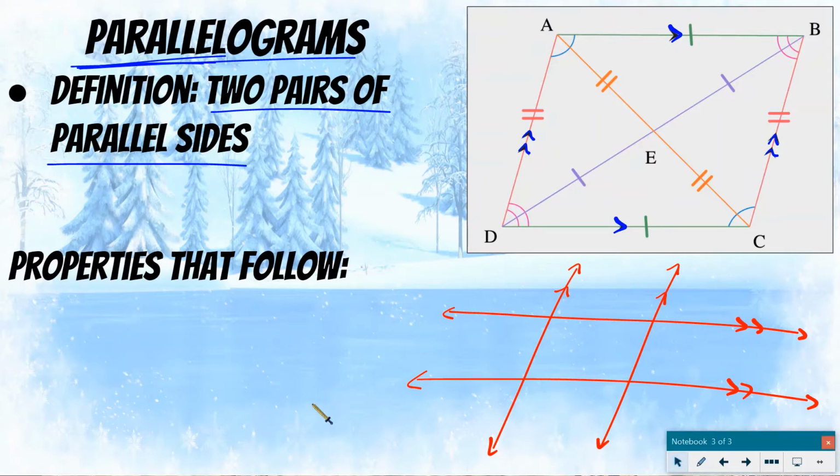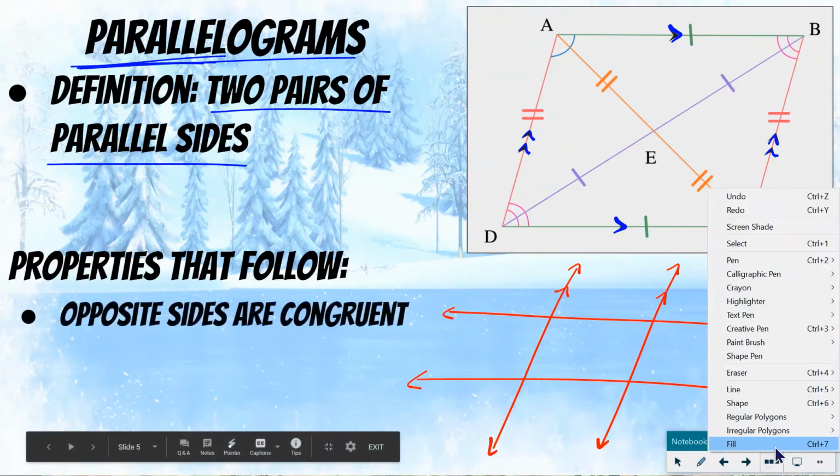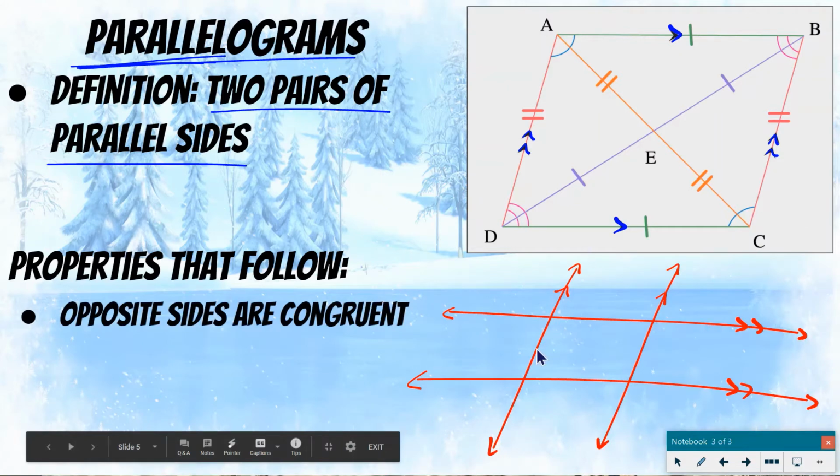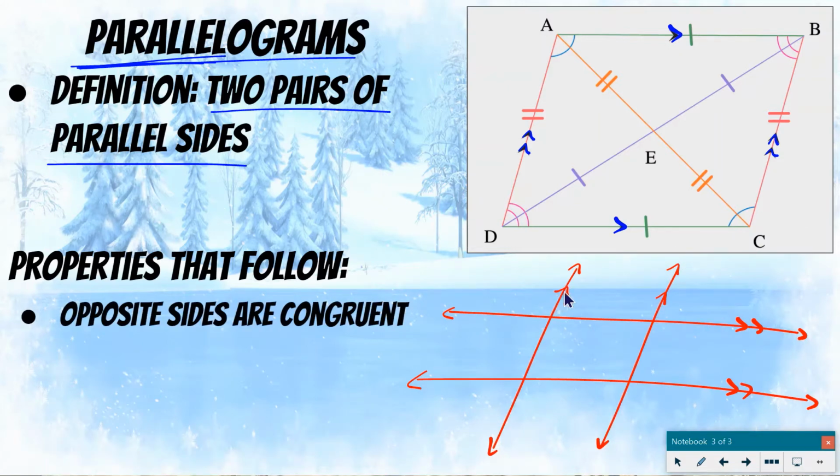So some of the properties that follow: my opposite sides are congruent to each other. If these are maintaining the exact same distance from each other, they're parallel, and these are maintaining the exact same distance from each other, these have to be congruent to each other, and these are also congruent to each other.